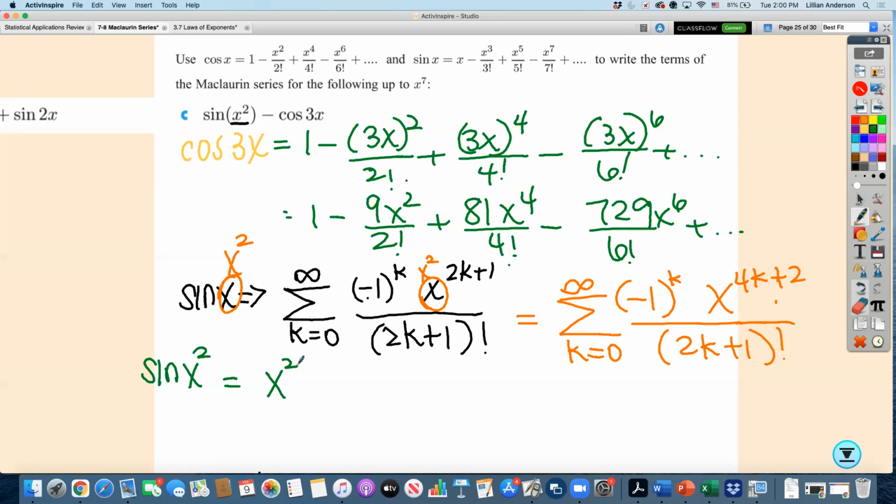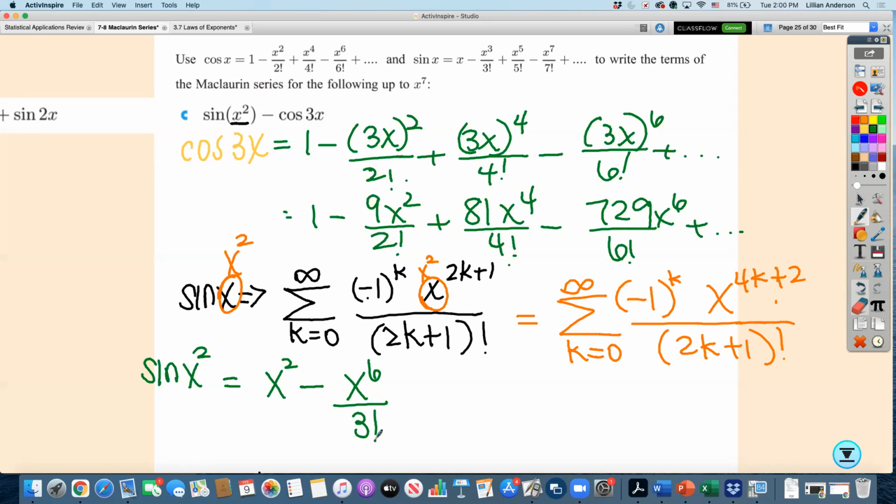Plug in 1 for k. When I plug in 1 for k, that's -1 to the first power, so it's going to be a negative. When I plug in 1 for k into the next part, that's going to be x raised to the 4 times 1 plus 2. So what's that? All over 2 times 1 plus 1 factorial.